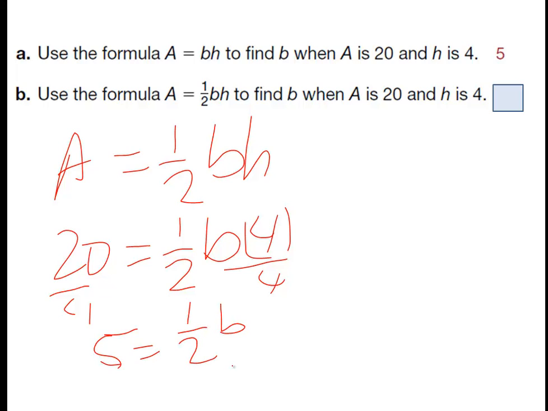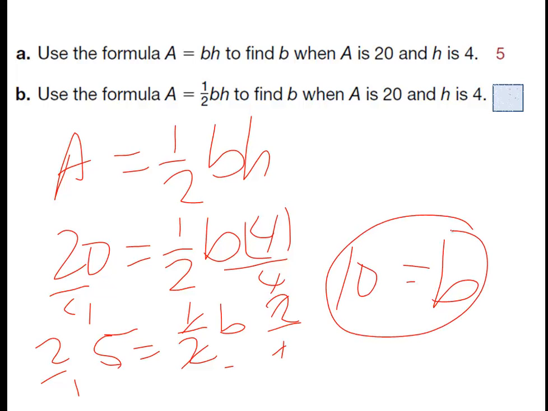We can't divide by 1/2, so we've got to multiply by its reciprocal. So we've got to multiply this side by 2 over 1 and this side by 2 over 1. These cancel out, leaving just the B. So B equals 10. All right, hopefully you did that one. That was a little bit tougher than the first one. You'll get this with practice, but it shouldn't be new.